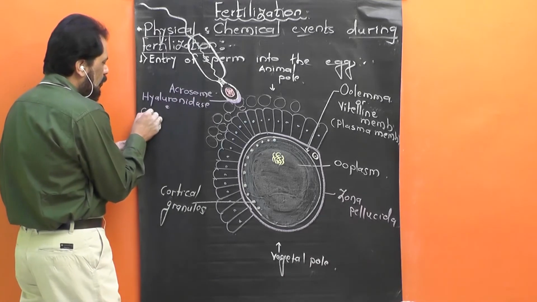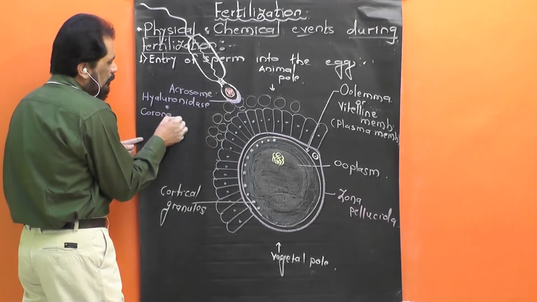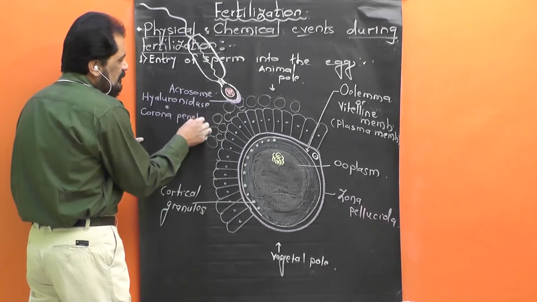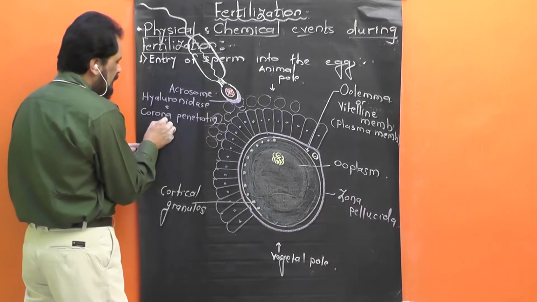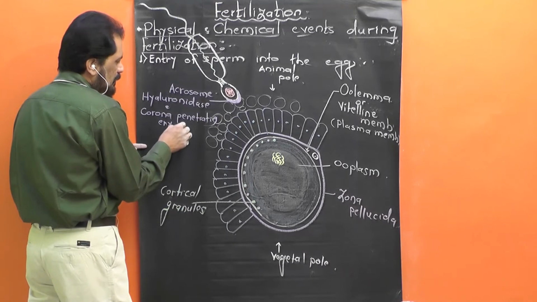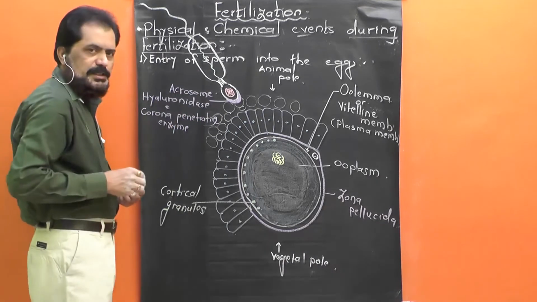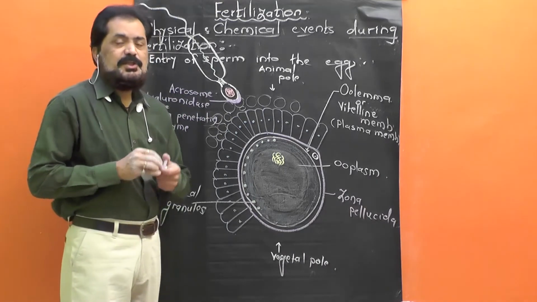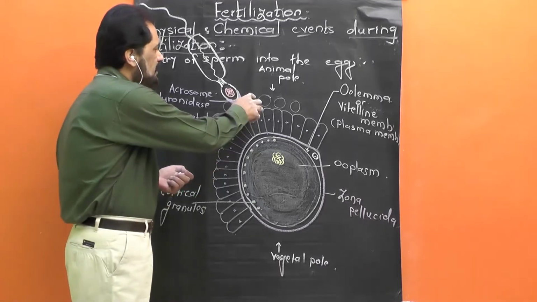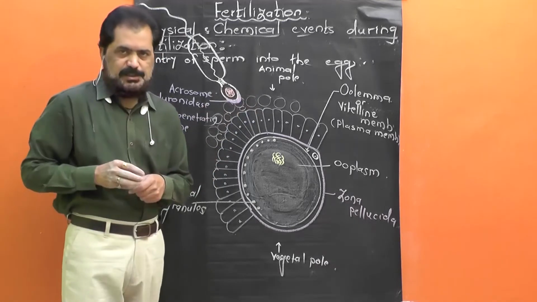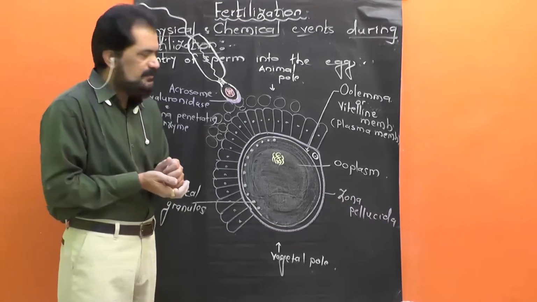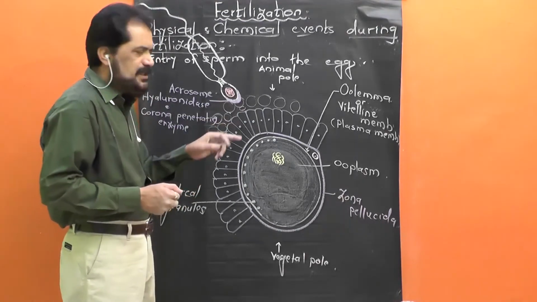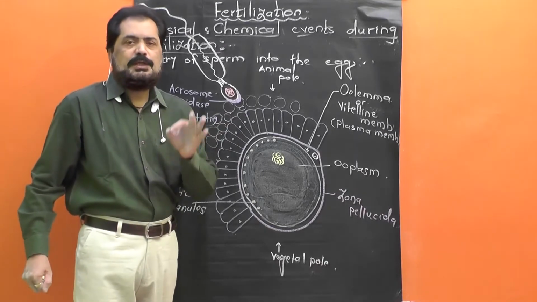and corona penetrating enzyme. Hyaluronidase, this enzyme dissolves the follicular cells, because here the ground substance or cementing substance of those follicular cells is hyaluronic acid.